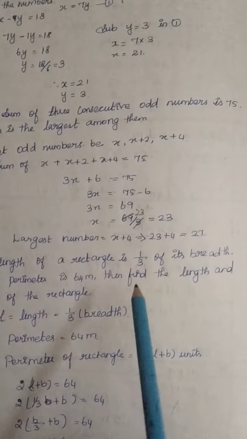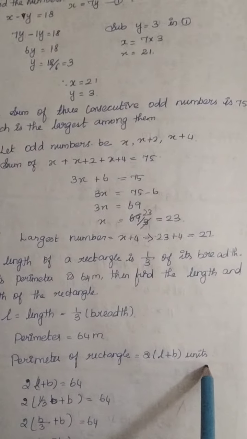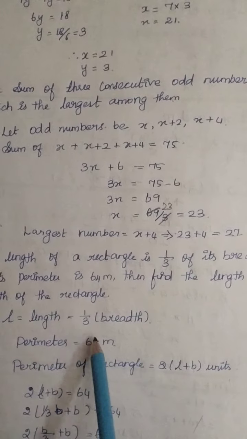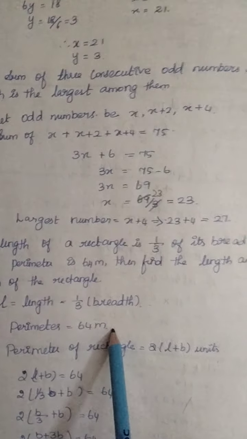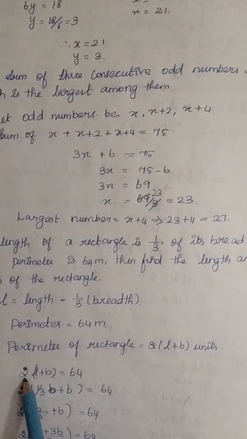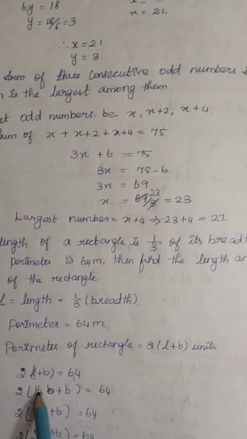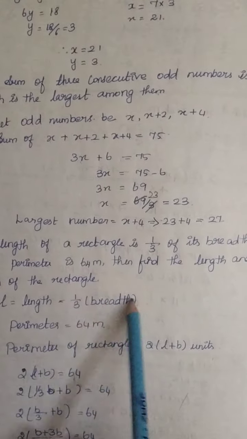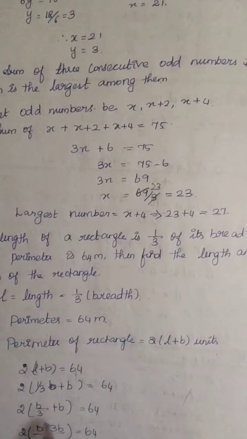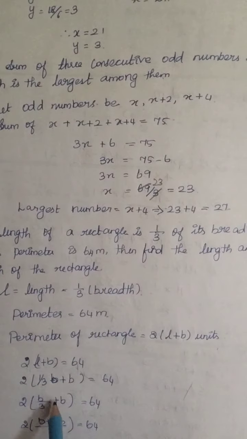So what do we know? We know that the perimeter of the rectangle is equal to 2 into (L plus B) units. So you have to write that. Listen, they have given that the perimeter of the rectangle is 64 meter. What is the formula for the perimeter of the rectangle? 2 into (L plus B). It is equal to 64. L, we know, is 1/3 of the breadth. So 1/3 of the breadth means 1 by 3 into B, that is B by 3. Then plus B.